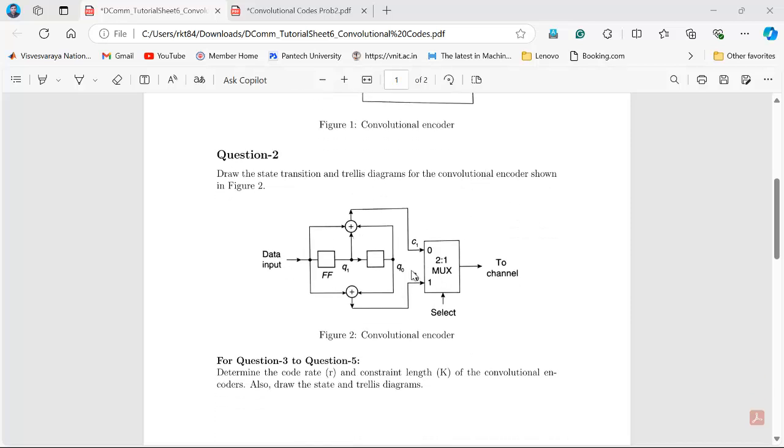So this is the question where two flip-flops are given, two modulo adders are there. They are generating a code corresponding to the input data, right? So for 1 bit, it is generating 2 bits of code, so we can say it's a 1 by 2 encoder. Code rate is 1 by 2. And this mux is just serializing that data, whatever the codes are generated.